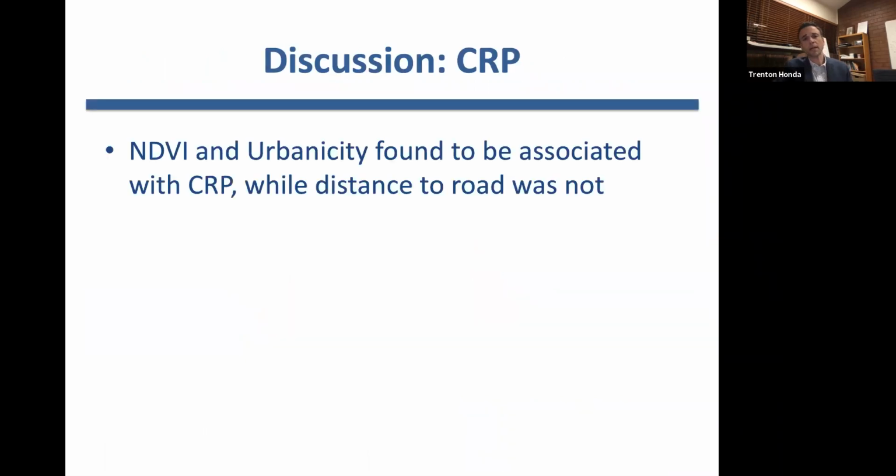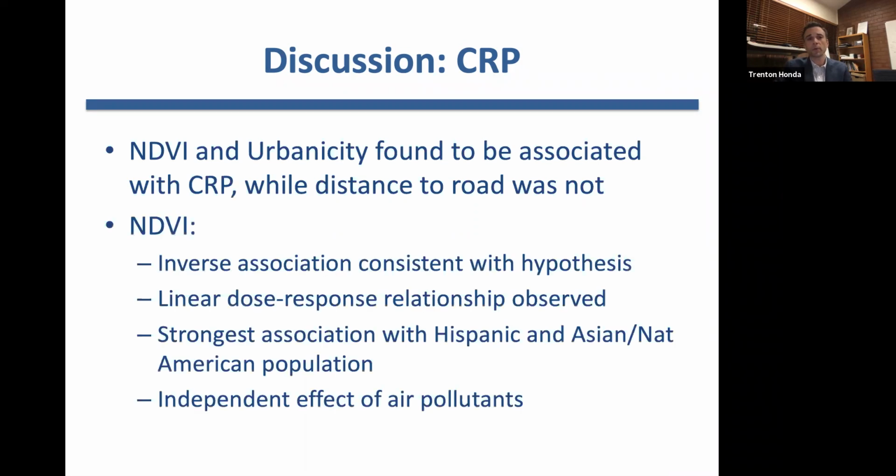So now for the discussion. Our neighborhood greenness and urbanicity we found to be associated with CRP, while distance to roadway was not. The inverse association between NDVI and CRP was consistent with our hypothesis, and we observed a linear dose-response relationship. Interestingly, we found the strongest associations with Hispanic, Asian, and Native American populations. When we controlled for the potential mediators, we found that the effect we observed of neighborhood greenness was independent of the air pollutants.